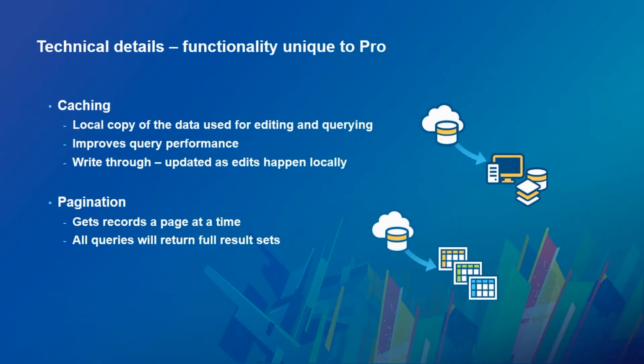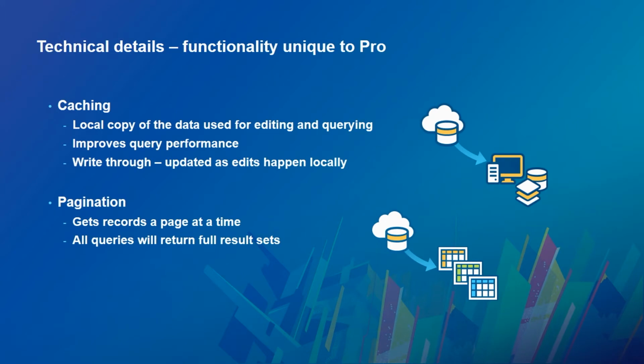So a little bit of functionality that is unique to feature services in Pro. We have some local caching that we do. This is done to improve performance. What we do here is take a local copy of your data. We use this for both querying and editing. So as you're panning and zooming around the map, we will keep a local cache of your data and use that to improve performance.